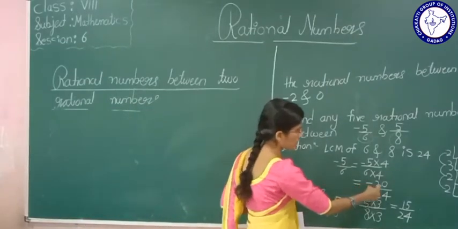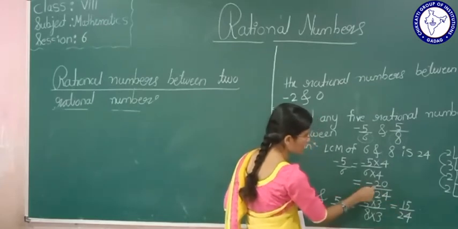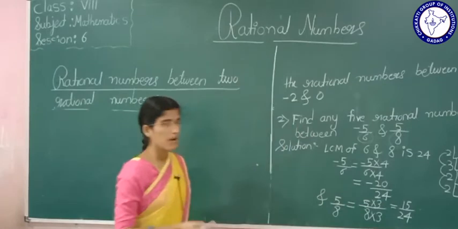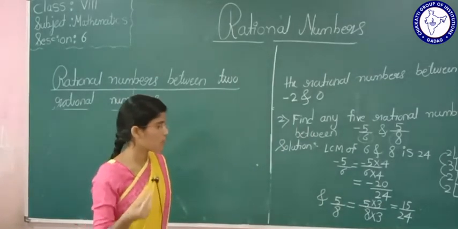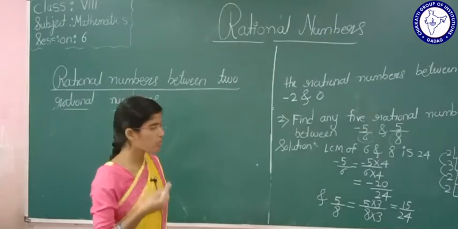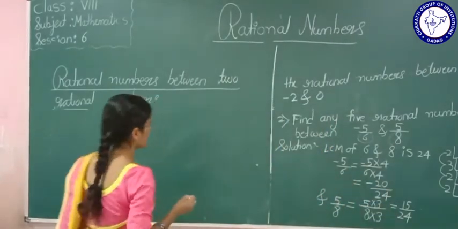Now see here, you can write any 5 rational numbers between these two. Minus 19 by 24, minus 18 by 24, minus 17 by 24. Okay, so many rational numbers are there. You write only 4 rational numbers.